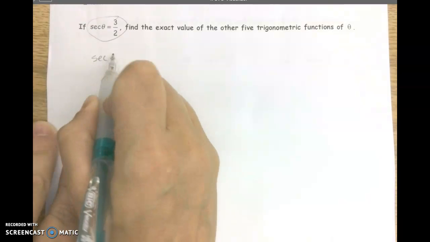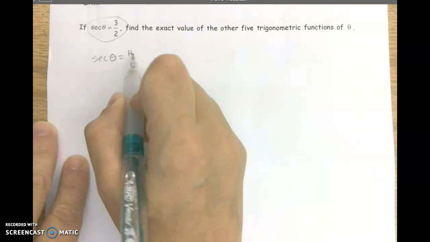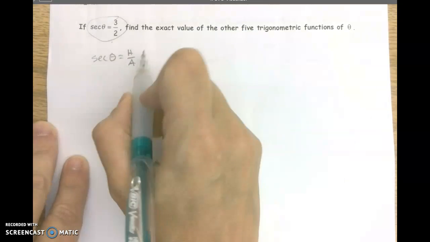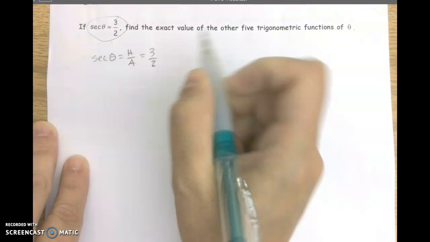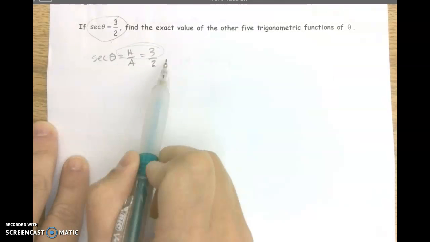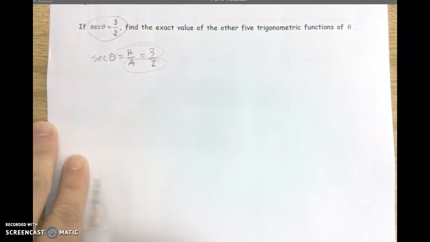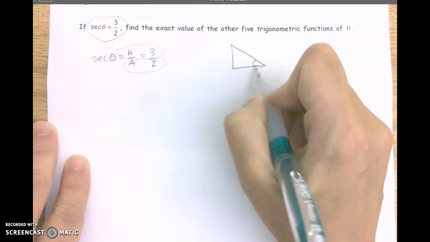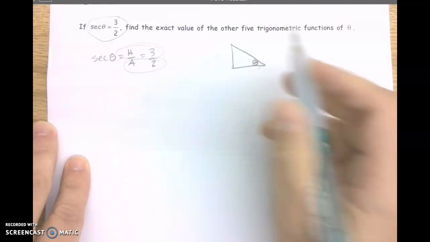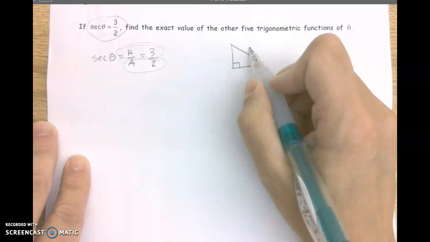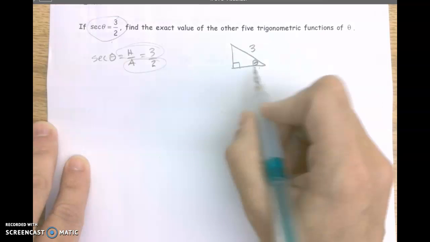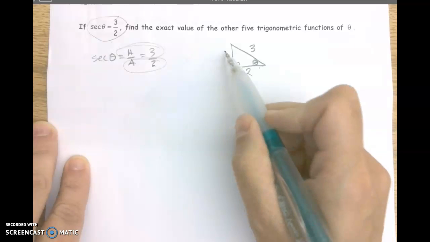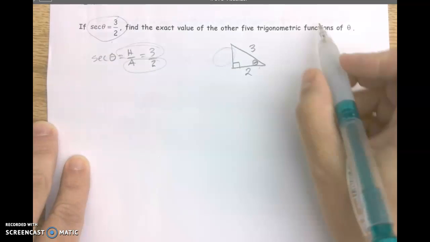Well, I know that secant of theta is really h over a. And if they tell me that the ratio is 3/2, then I can say that 3 must be the hypotenuse and 2 must be the adjacent leg. So here I just randomly create this triangle, giving this acute angle to be theta. The hypotenuse is 3, and the adjacent leg is 2. And now all I have to find is this opposite leg.